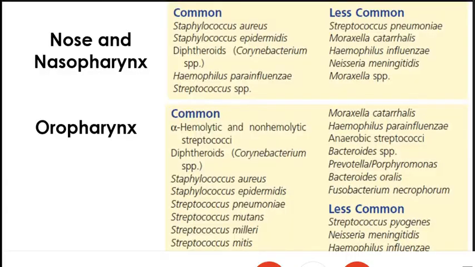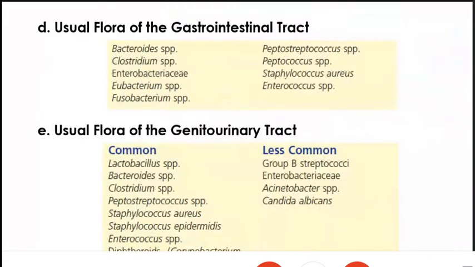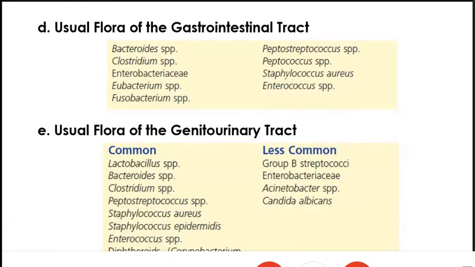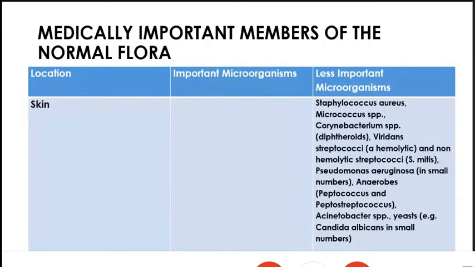Now, this just tabulates the common and the less common. These were all lifted from Jawetz Microbiology. And these are the usual flora of the gastrointestinal tract and also of the genitourinary tract. So you see here that, of course, in the genitourinary tract is your Lactobacillus species, which also tries to maintain the pH. Okay, so again, these are medically important members of the normal flora. It was tabulated according to location.